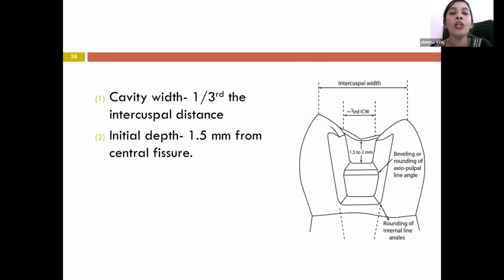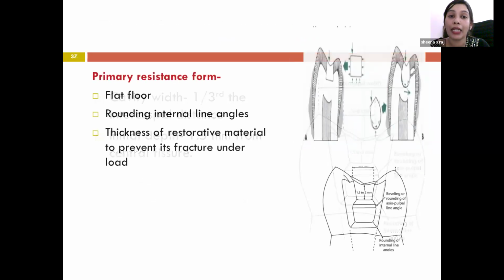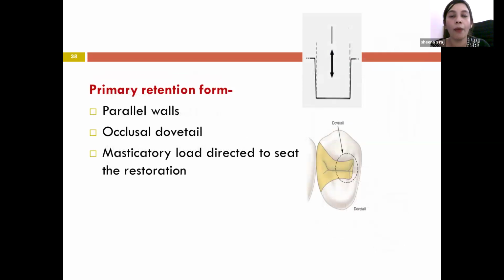Okay. The next important point: the cavity width should be 1/3 of the intercuspal distance. And normally we have 1/4 in the case of amalgam, right? An initial depth of 1.5 mm, as you can see in the image, should also be written. Next is the primary resistance form. Normally it should be a flat pulpal floor. All the internal angles should be rounded off and a proper thickness of the restorative material should be there to prevent the load.